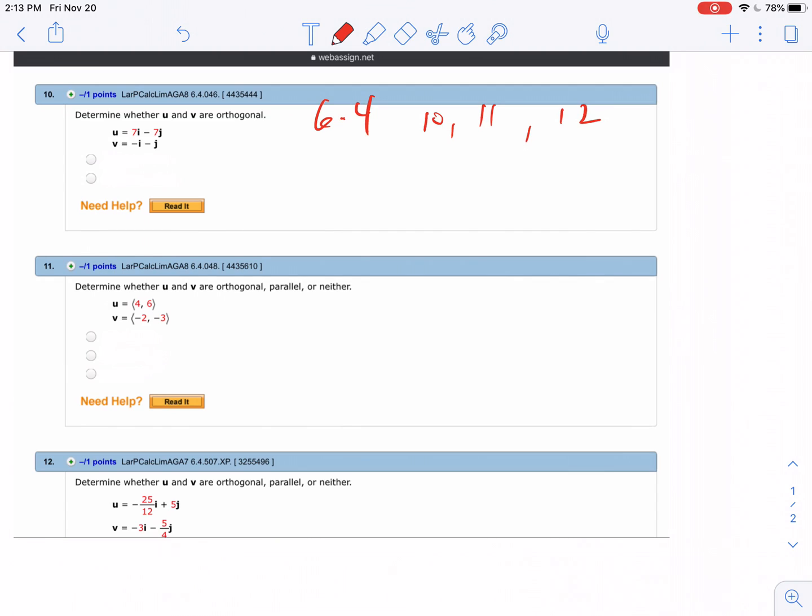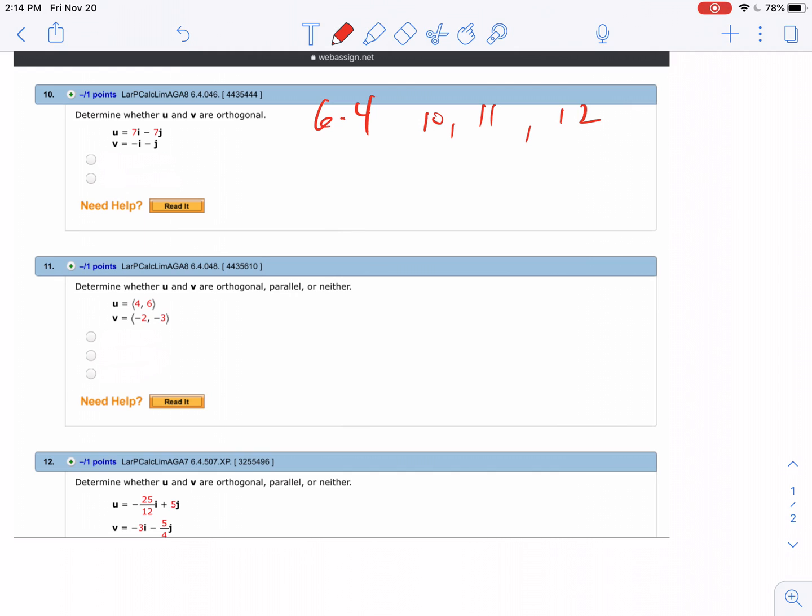For 6.4, 10, 11, and 12, they're talking about whether things are orthogonal, parallel, or neither. I'm just going to do all three of these at one time just to show you. Yes, the dot product turns out to be 0 if your vectors are orthogonal. So you could do a dot product, but then what do you do if they're parallel? I feel that it's just as easy to do the slope.